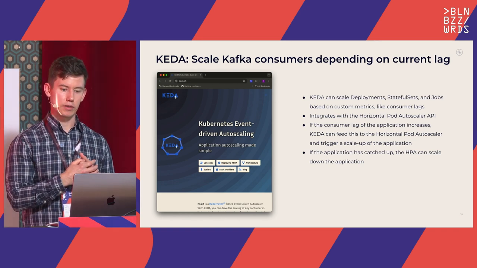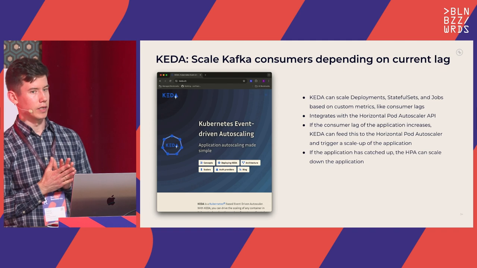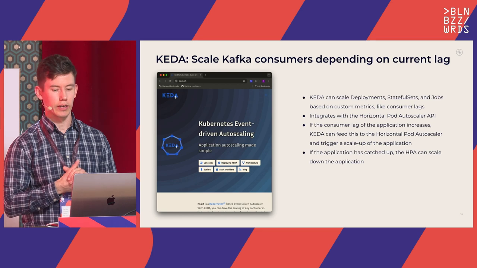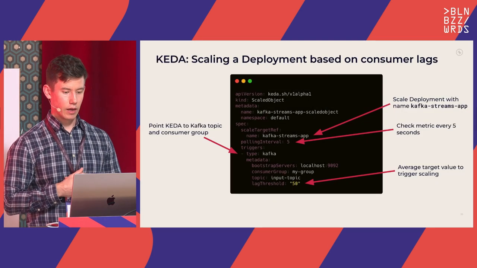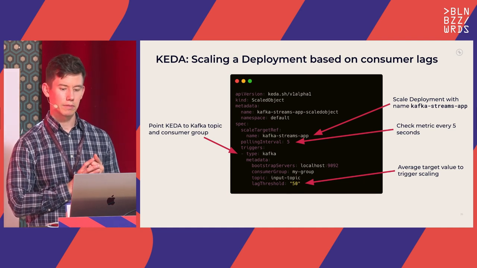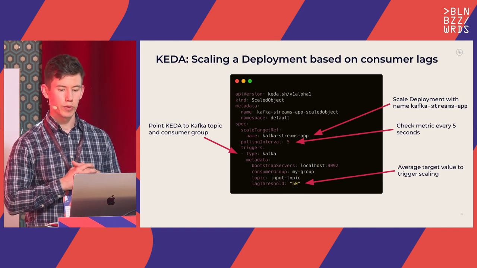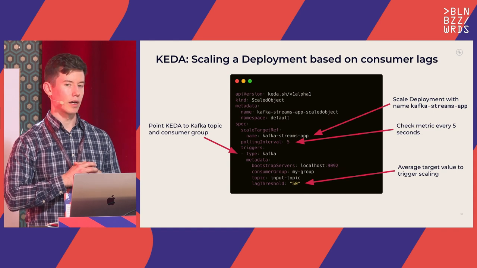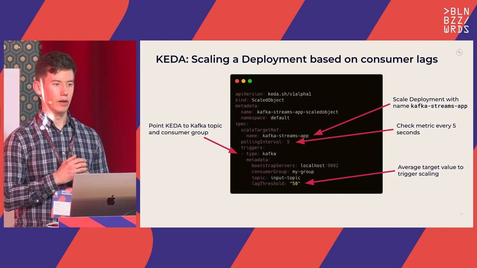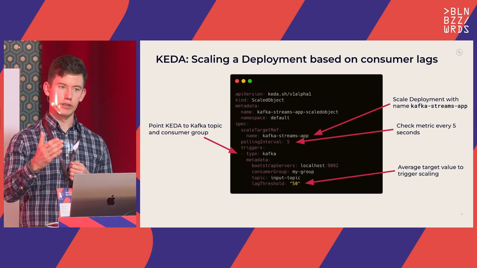If the application has caught up and the throughput goes down again, that means the consumer lag is zero or close to zero. The HPA, the horizontal pod autoscaler, can scale down the application. You can set this up as a custom resource in Kubernetes. You can point it to an existing Kubernetes resource like a deployment. You can tell KEDA how often it should check the metric, in this case the consumer lag, and when it should trigger a scale up or a scale down.